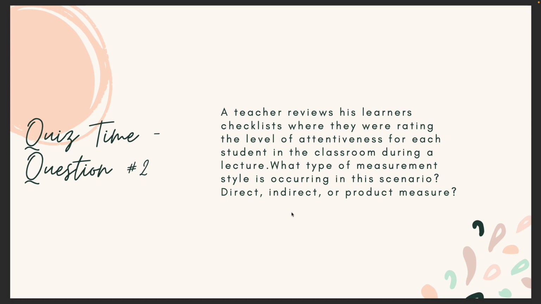So in this case, the teacher's not going in and observing the learner's behavior, so it can't be direct. And when we talk about permanent product, I just want to be clear on this question. A permanent product is a result from the behavior, right? So in this case, this had nothing to do with the behavior. The checklist is more so about the rating, the level of attentiveness. So somebody was rating this level of attentiveness, whereas a permanent product, like I said, is directly associated with the behavior that's happening.